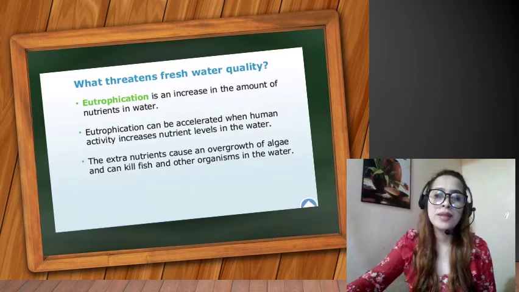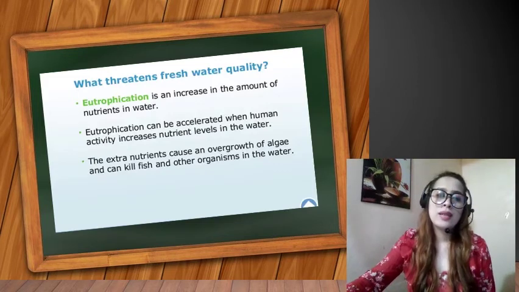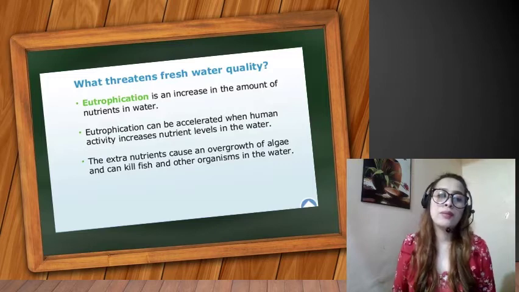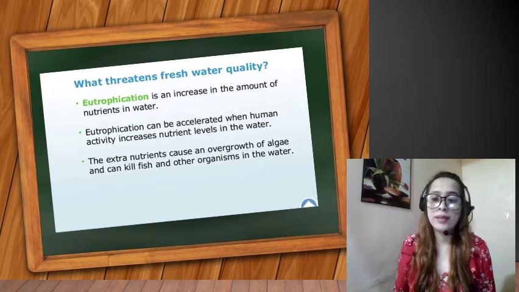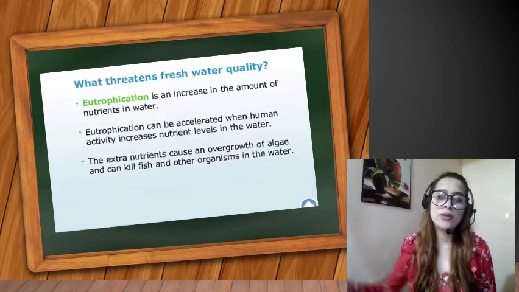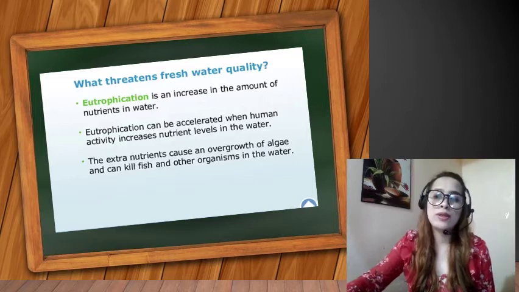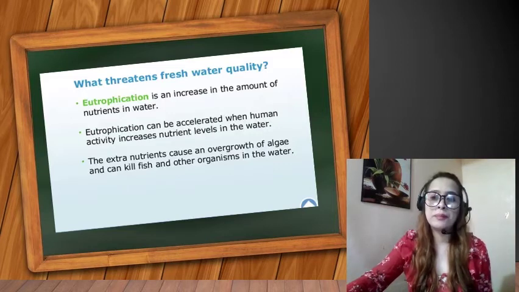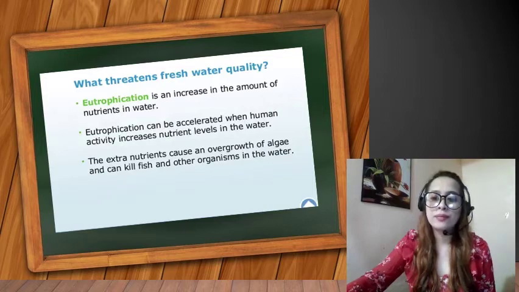Another is eutrophication. This is an increase in the amount of nutrients in water. Eutrophication can be accelerated when human activity increases nutrient levels in water. The extra nutrients cause an overgrowth of algae and can kill fish and other organisms in the water. So it's also unsafe if we let eutrophication get out of hand.